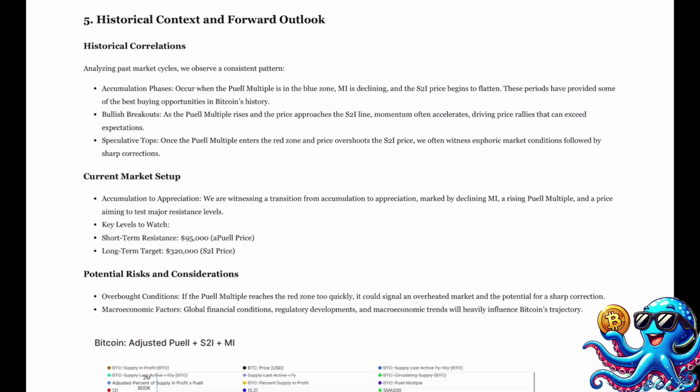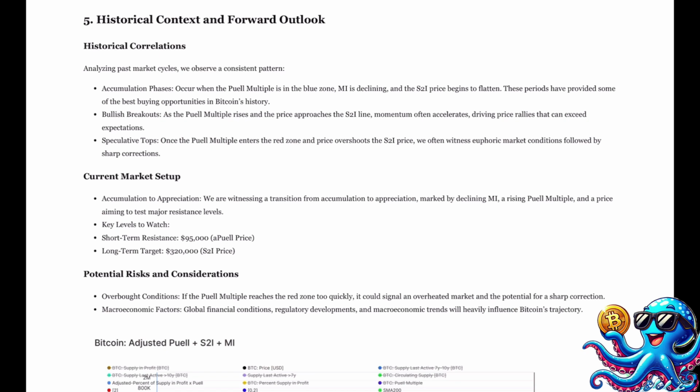Bullish breakouts. As the pool multiple rises and the price approaches the S2I line, momentum often accelerates, driving price rallies that can exceed expectations. Speculative tops. Once the pool multiple enters the red zone and price overshoots the S2I price, we often witness euphoric market conditions, followed by sharp corrections. Current market setup.